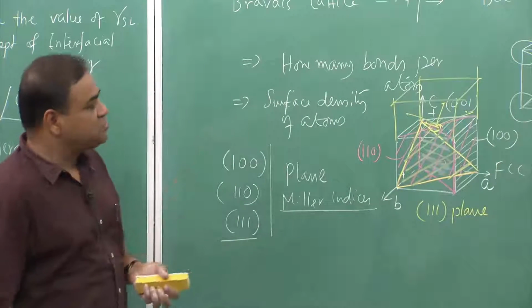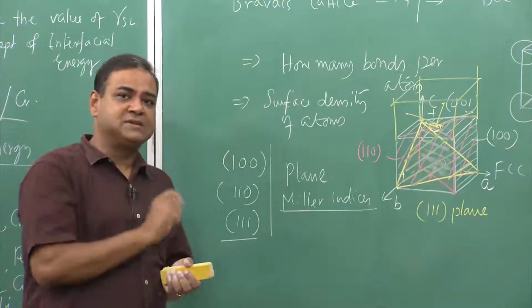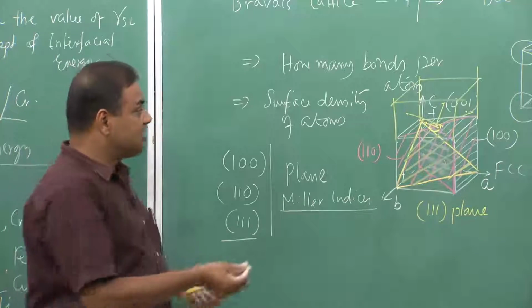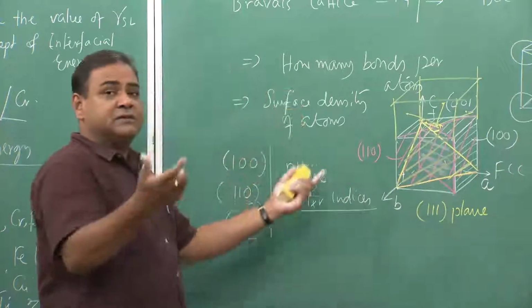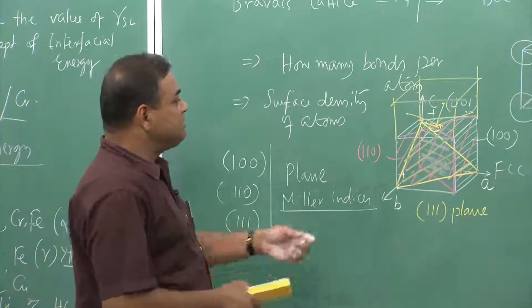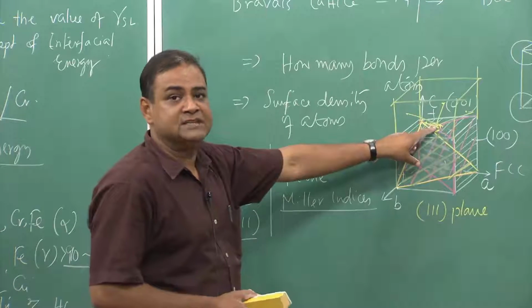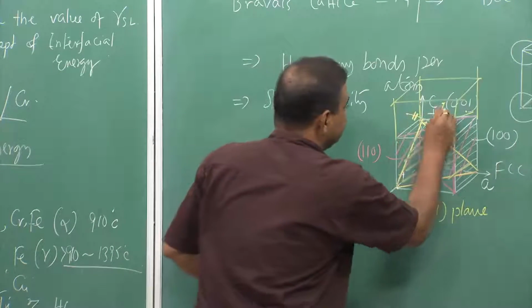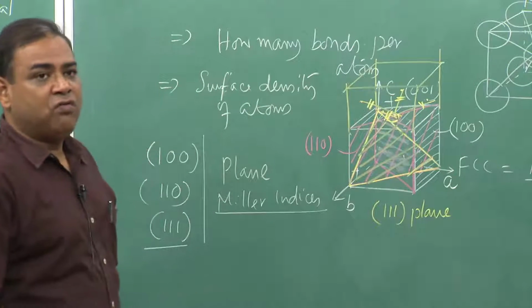If I cut those bonds, I am cutting 4 bonds per atom out of 12 bonds, is it not? Because this atom has bonds with 12 neighbors, and out of those 12 neighbors I am removing 4 nearest neighbors of this atom. So, I am cutting all these 4 bonds.